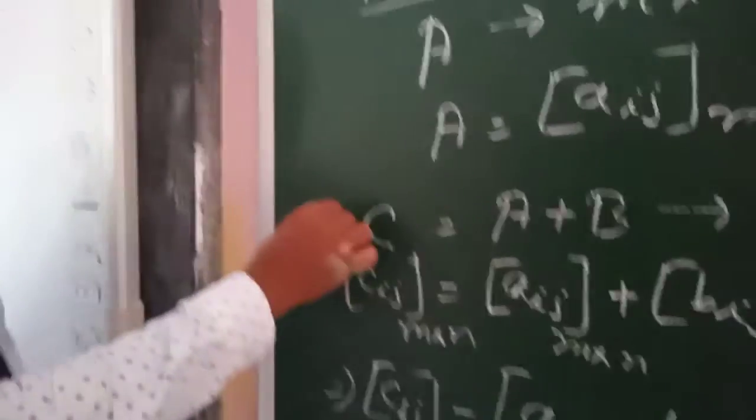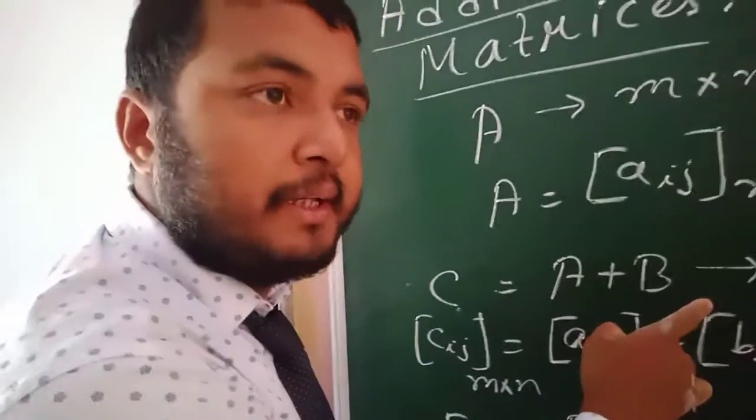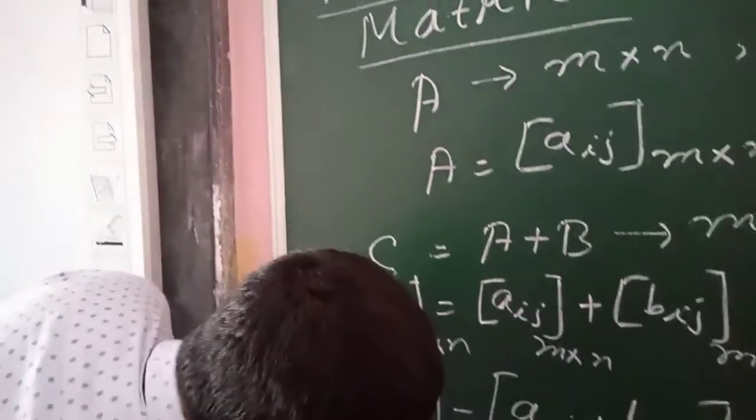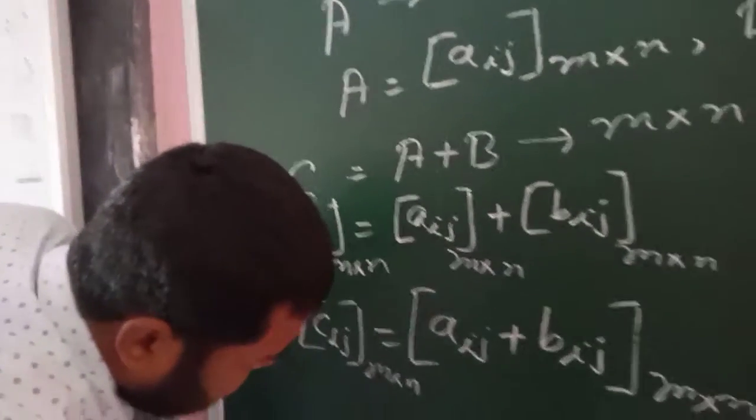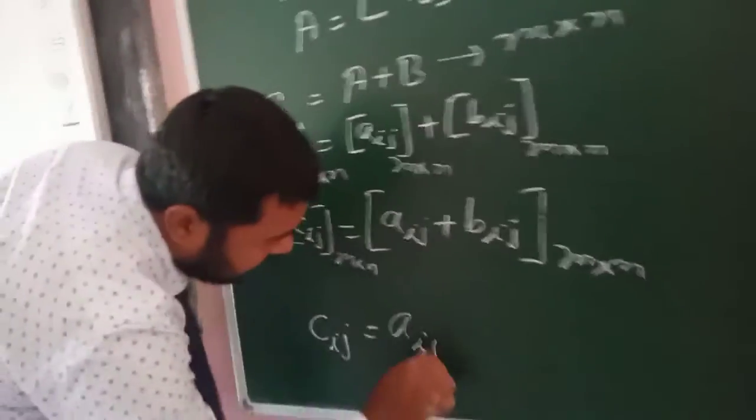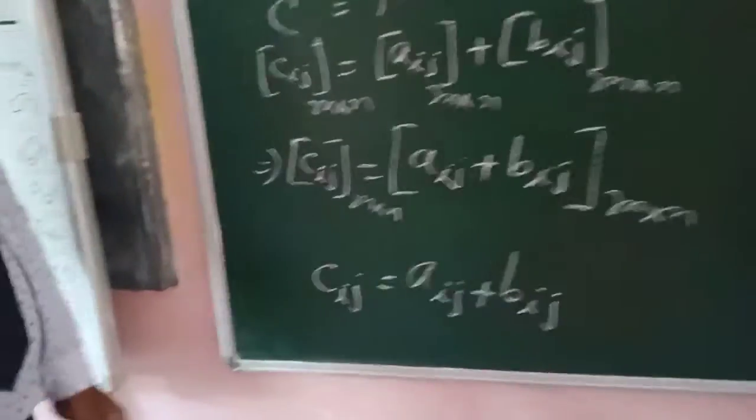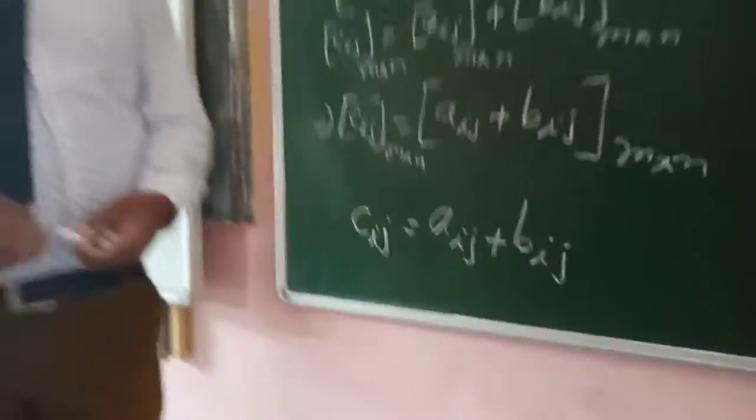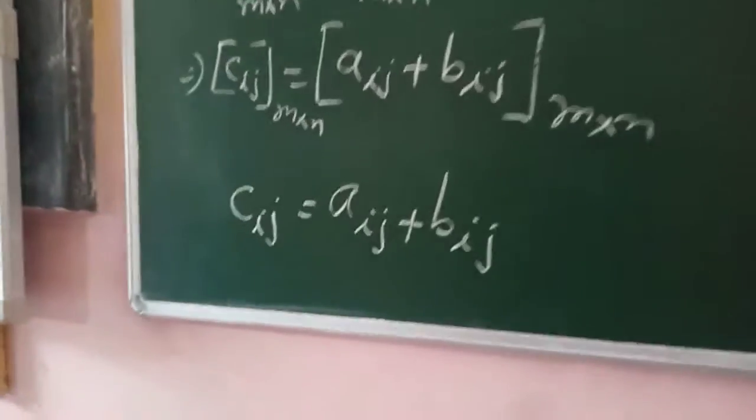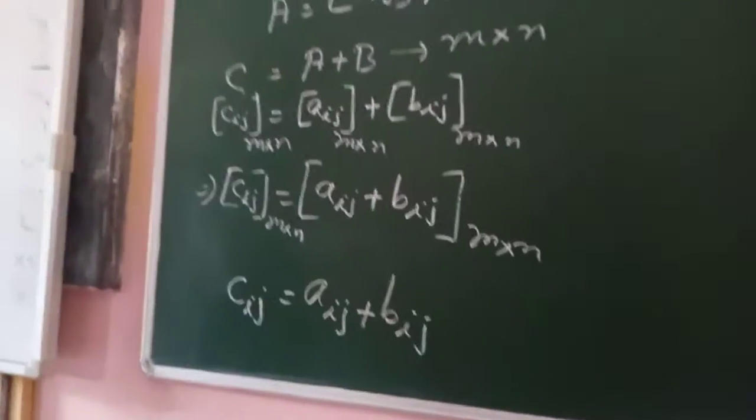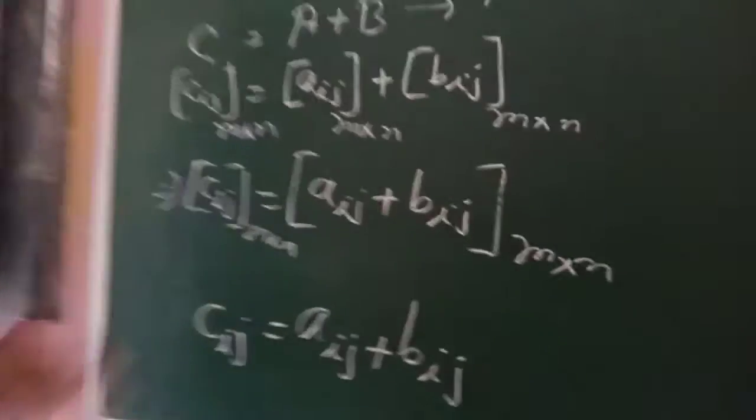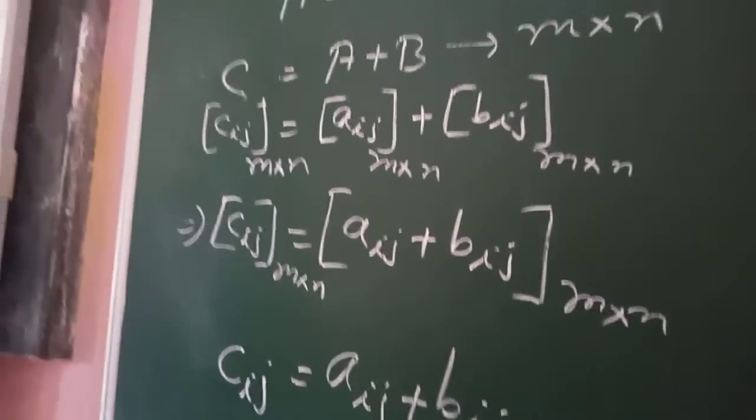So C is the sum of the matrices A and B whose elements are given by Cij, and this Cij is equal to Aij plus Bij. Now let us do some examples to understand this. This is just the theory. You note it down. This theory is very much important.